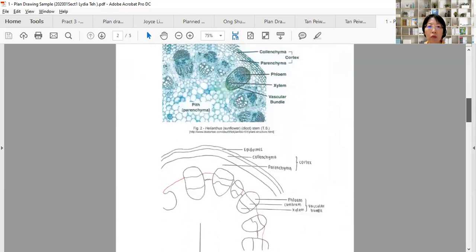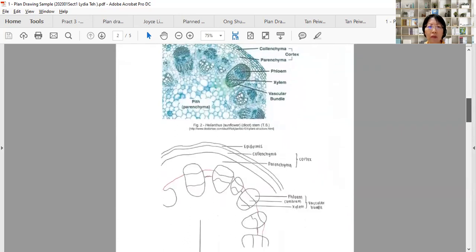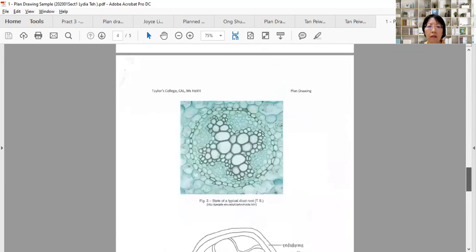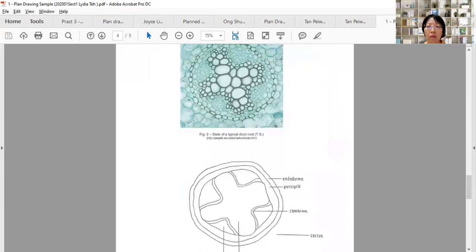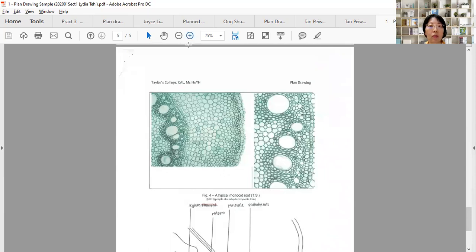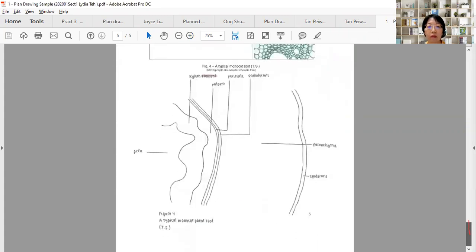This is considered a good drawing. Accurate drawing. This one also quite accurate. Can you see where's the location of the cambium? And this one also, see? Here the student is drawing the whole thing, but you only need to draw this one. This one is a magnified version of this part, so that it helps you to draw the detail. That's why you see the student's drawing like this here. So this is a very good drawing.